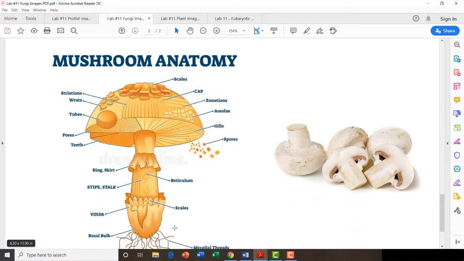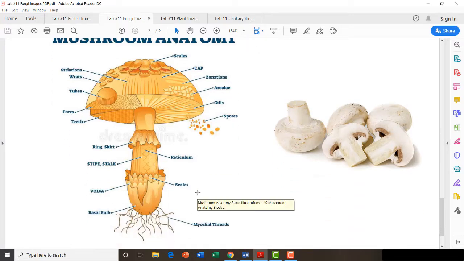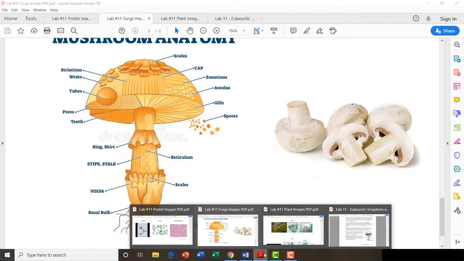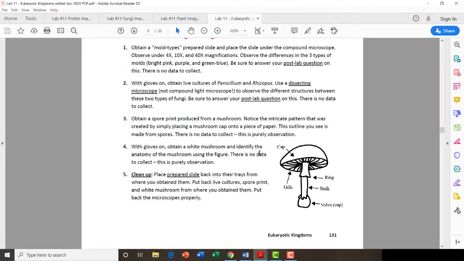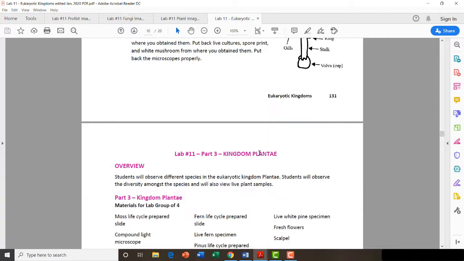Here's a little bit more of a detailed diagram showing you the parts of the mushroom. And here's white mushrooms. You've probably seen them before. You cut them in half. What you can really see is the gills right here that contain the spores. And you can identify the other parts of the mushroom. And this is just, again, observational. Okay, so that was part number 2.